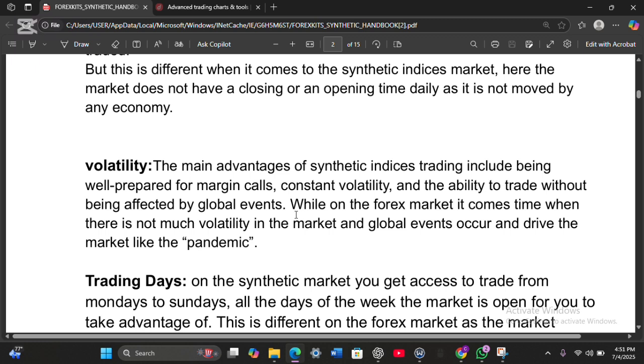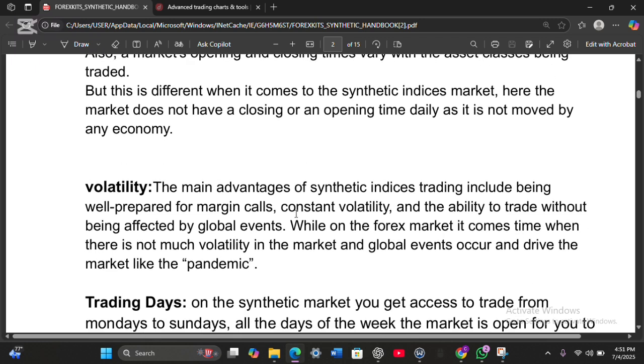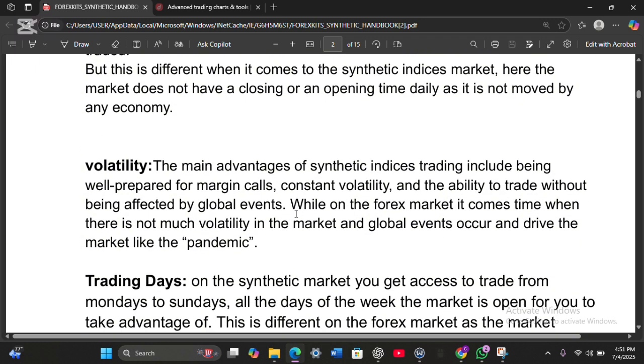I think like when there was the pandemic in the world, COVID-19, the economy, there was so much volatility in the market. So all those economic events affect the volatility of the market when it comes to the Forex market. And there are different types of economic activities.